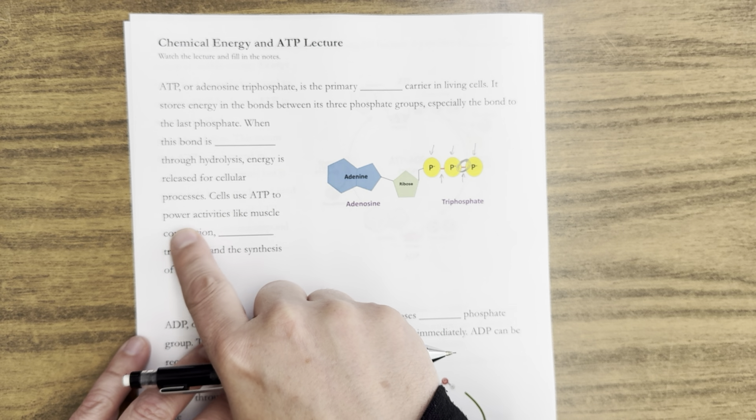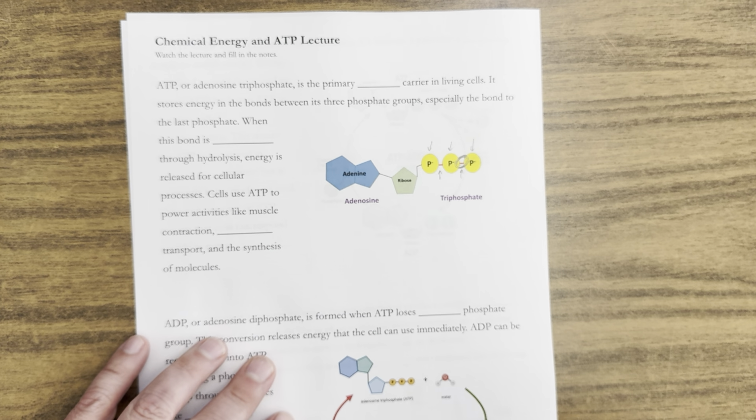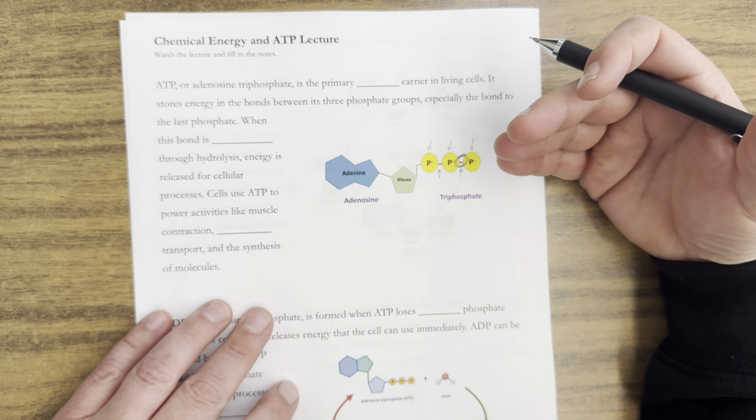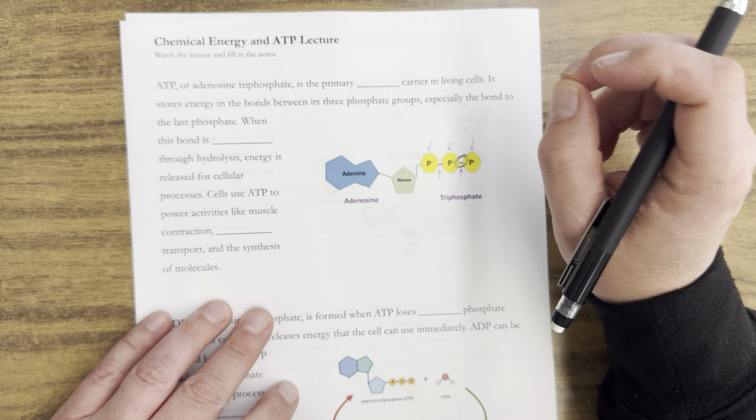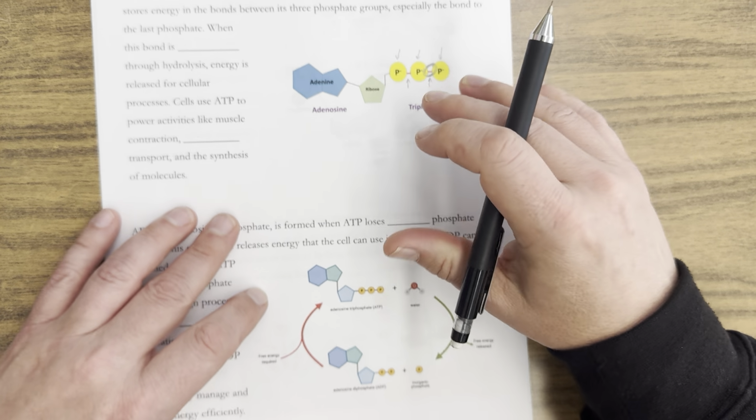Cells use ATP to power activities like muscle contractions, active transport, and the synthesis of molecules. These are just a few things. Everything that's moving in your body, even down to the cellular, even down to the chemical level, is moving because of ATP.